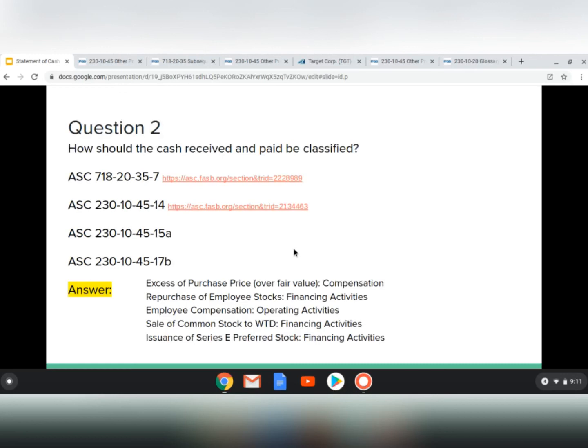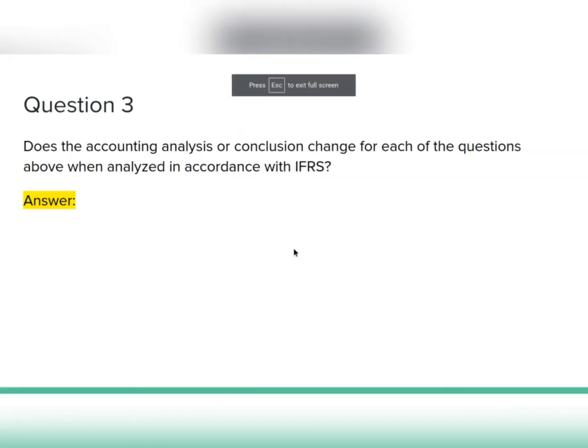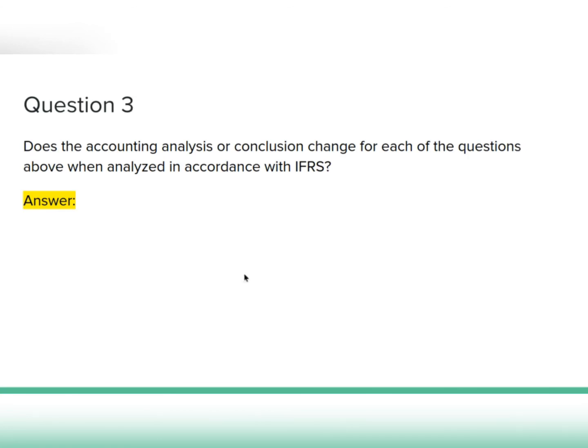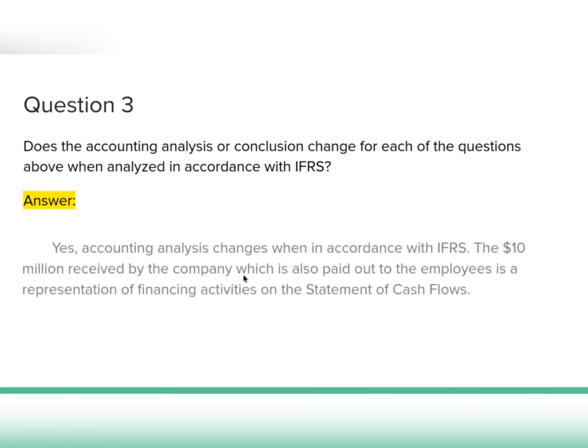All right. And then for question 3, we have, does the accounting analysis or conclusion change for each of the questions above when analyzed in accordance with IFRS? Yes, the accounting analysis changes when in accordance with IFRS. The $10 million received by the company, which is also paid out to employees, is a representation of financing activities on the statement of cash flows.